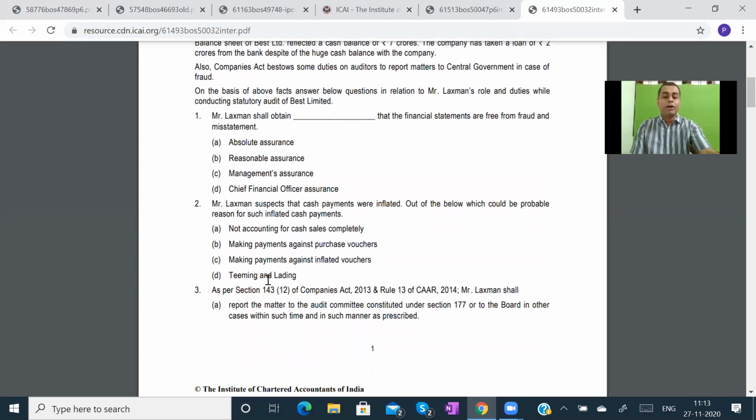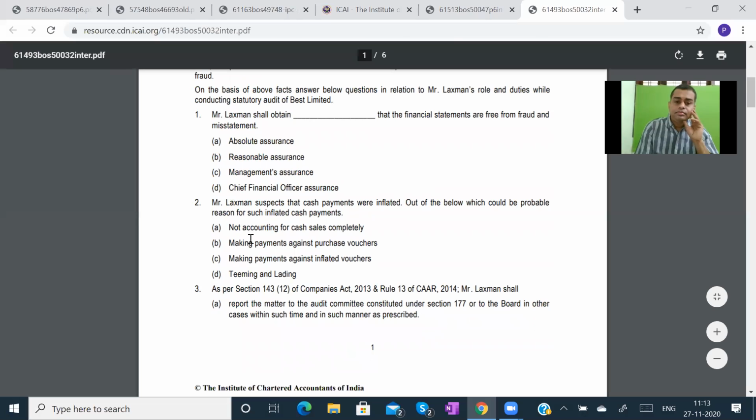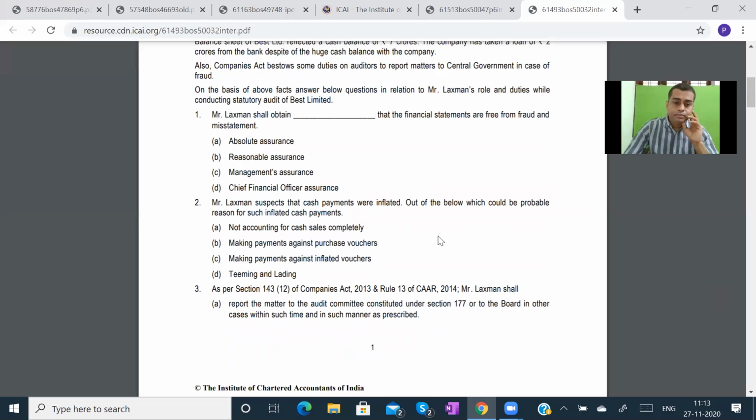Okay, read the second question, ma. Mr. Lakshman suspects that the cash payments were inflated. Out of the below, which would be probable reason for such inflated cash payments? Option A, not accounting for cash sales completely. B, making payments against purchase vouchers. C, making payments against inflated vouchers. D, teeming and lading.